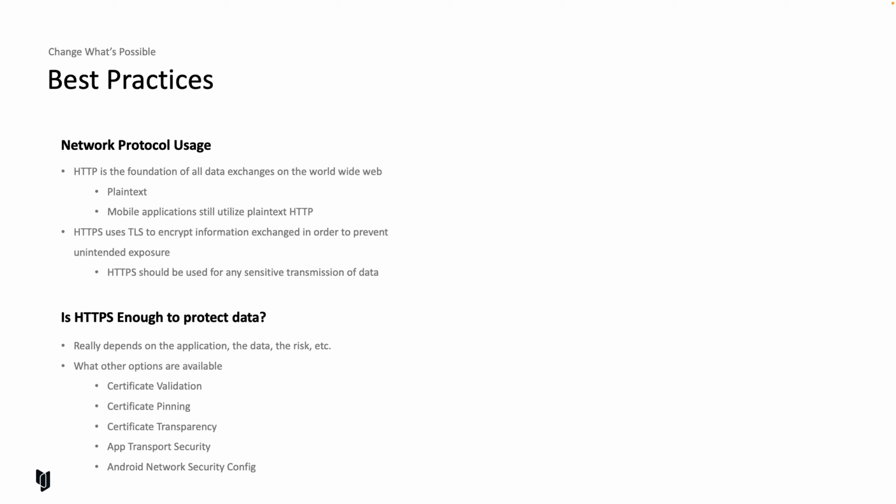But there are other options available that can take your network level security to the next level, things like certificate validation, certificate pinning, certificate transparency, and then the two built-in ones for iOS and Android would be App Transport Security and Android Network Security Config. Make sure you're utilizing those to the best of your ability, and you are protecting your data in the best way possible.